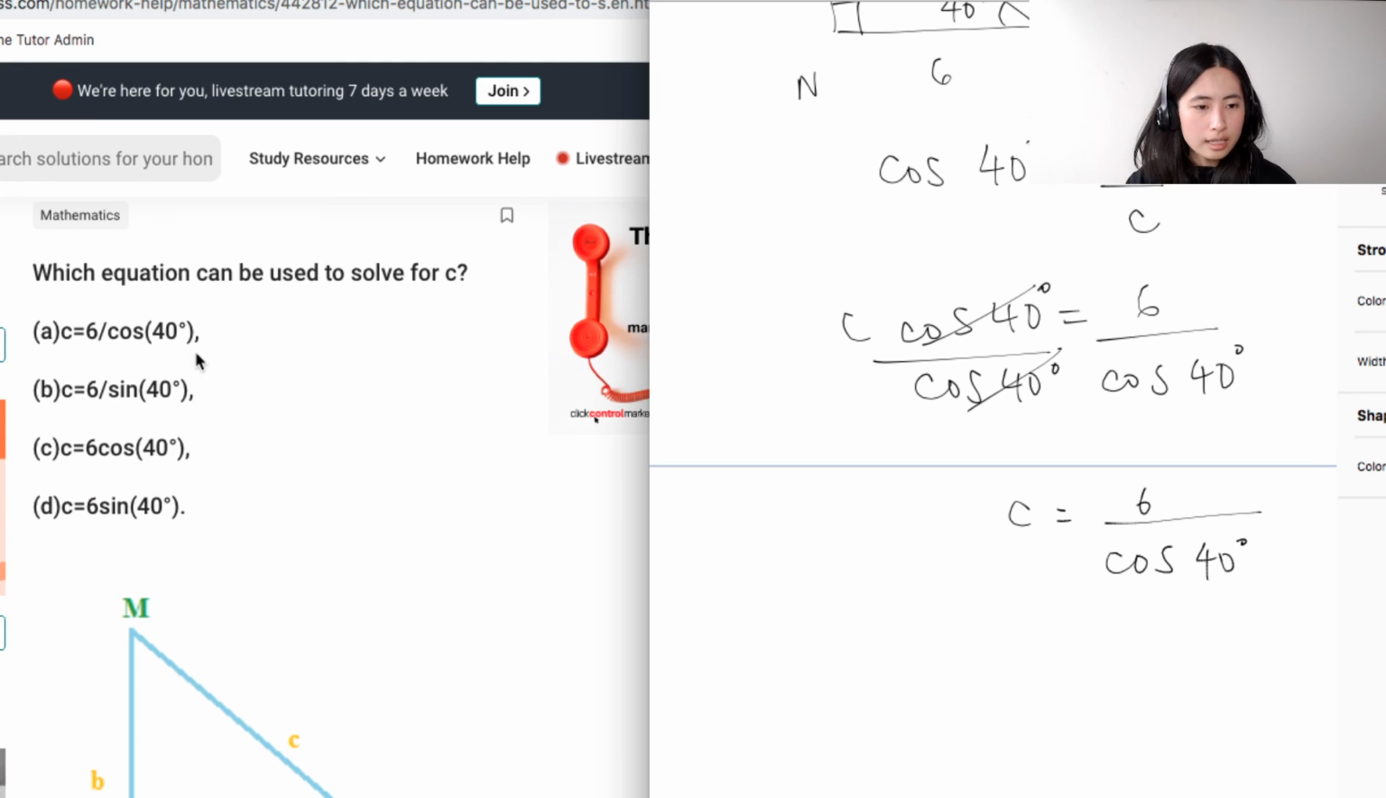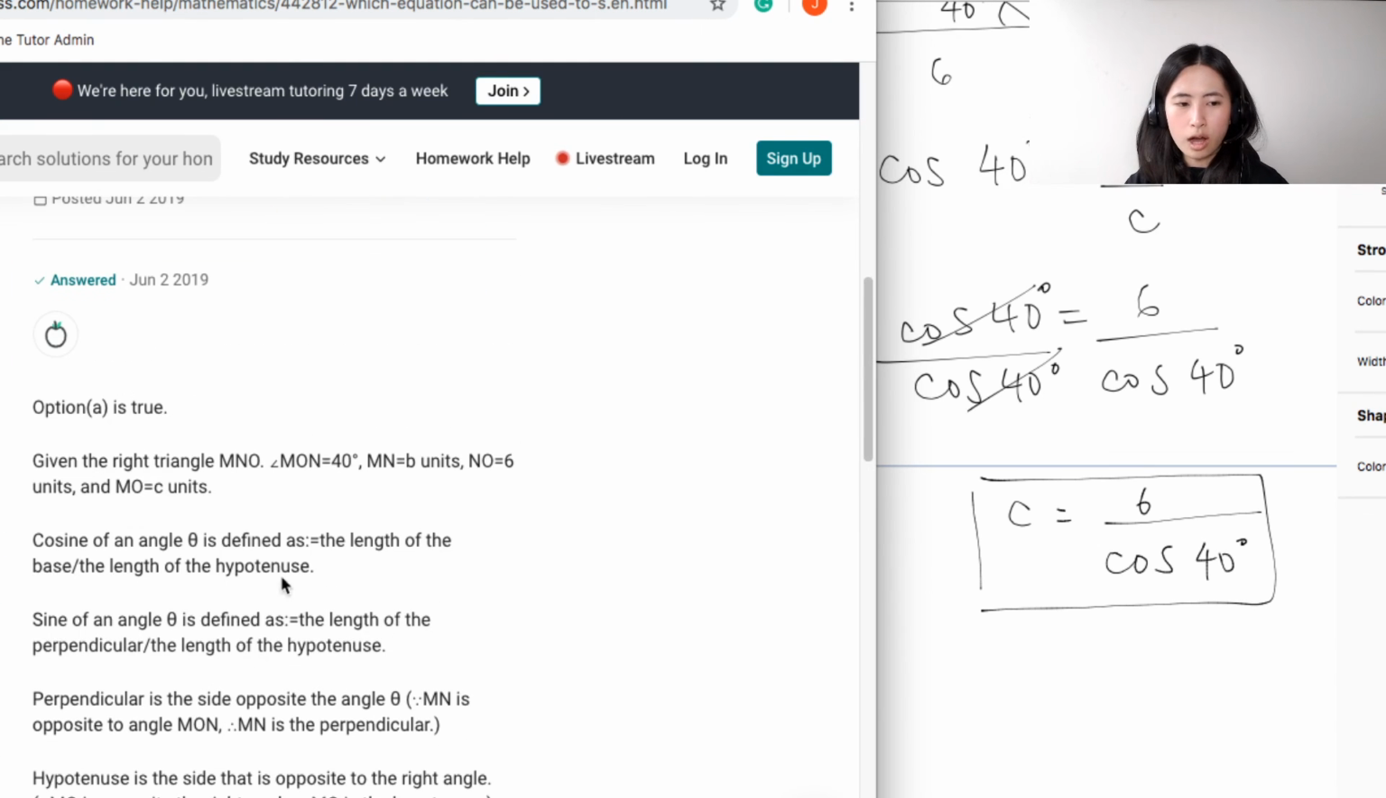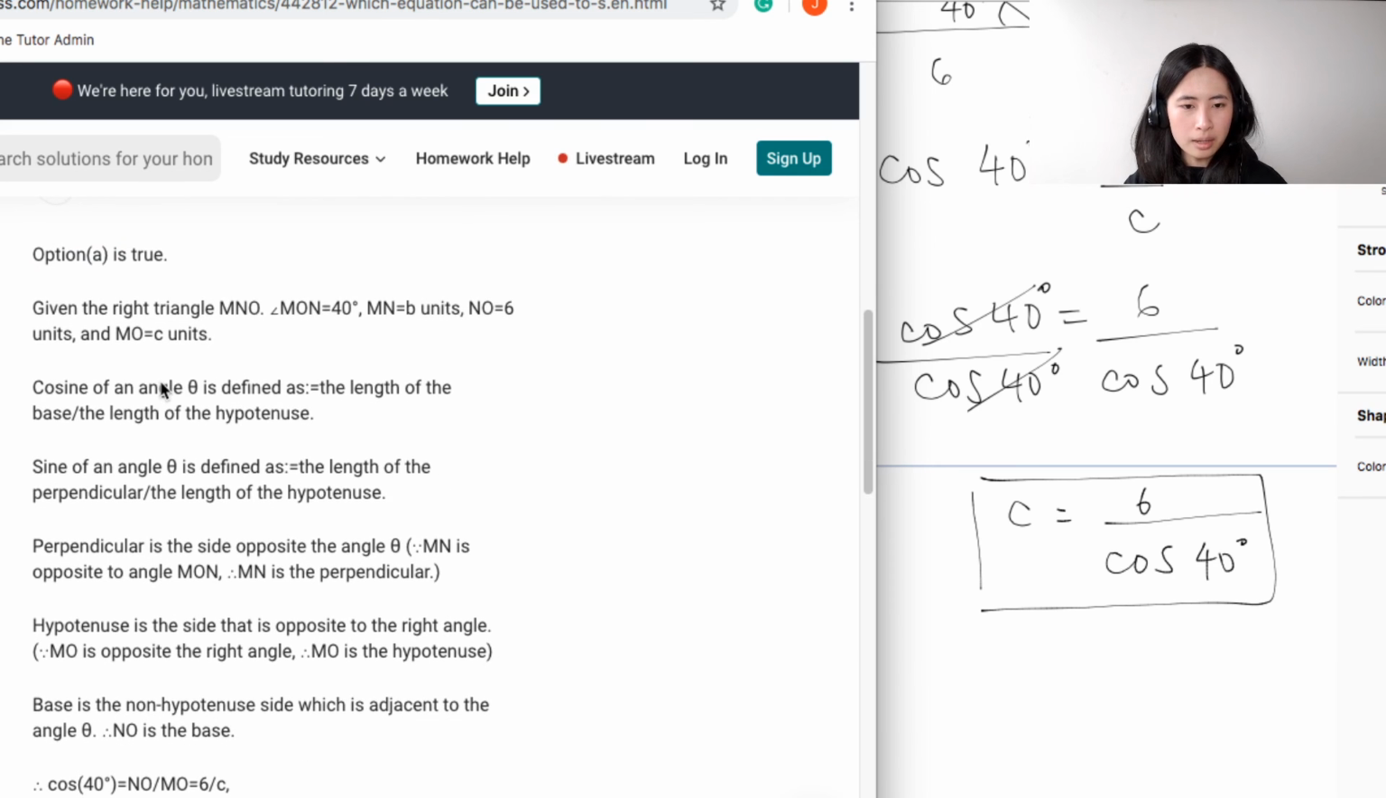So what did they say? So A would be the answer, 6 over cosine 40 degrees. I'm not saying that sine and tangent, you cannot use them. I'm saying that the quickest way to solve this question, if you want efficiency, you need to use cosine. But obviously you can use tangent and then use sine and then you get to the same answer for C. So, okay, option A, that's what we said.